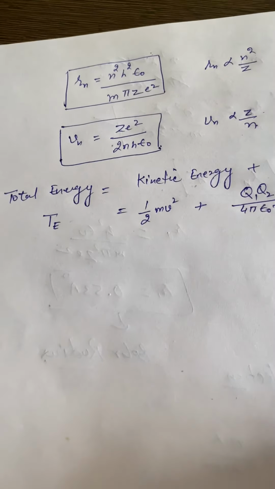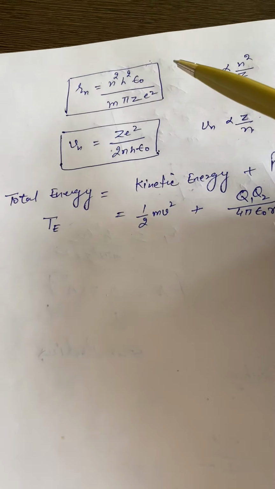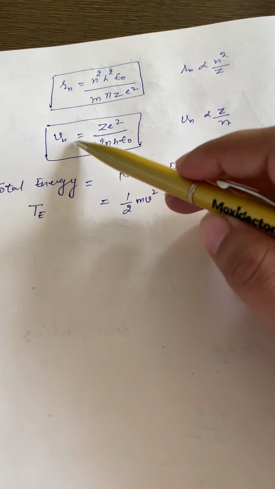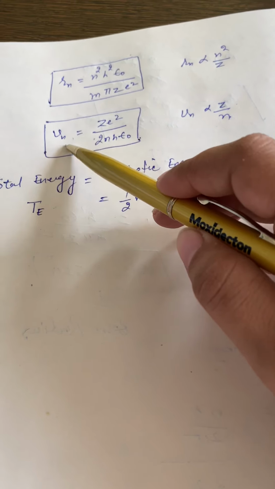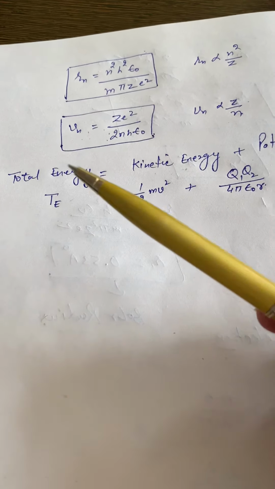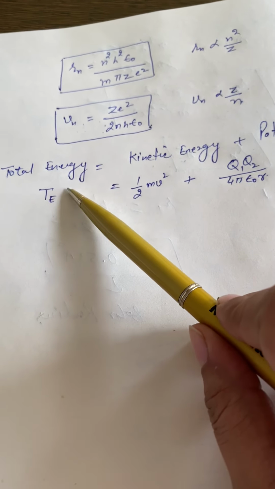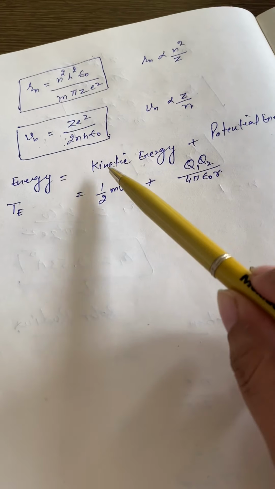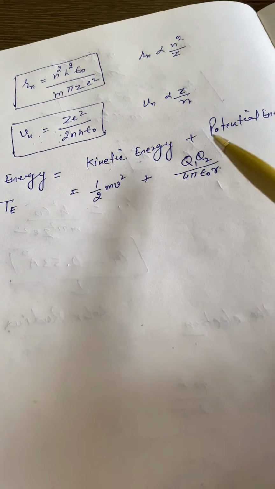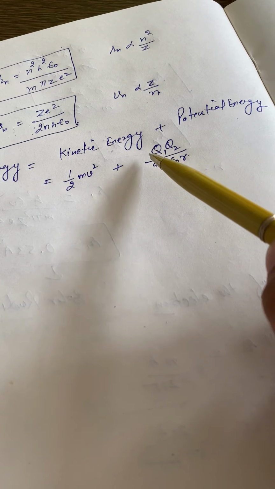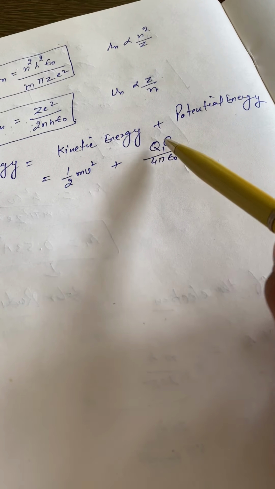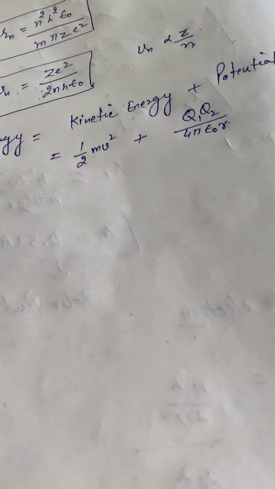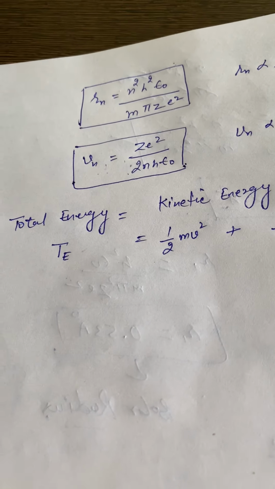Good morning, students. Yesterday we were up to the calculation of the Bohr radius and the velocity of the particle in the nth orbit. For the nth orbit, now we will calculate the total energy of the electron. Total energy is the sum of kinetic energy plus potential energy. Kinetic energy is equal to half mv square, and potential energy is equal to q1 q2 over 4 pi epsilon naught r, where q1 and q2 are the charges and r is the distance between the two charged particles.